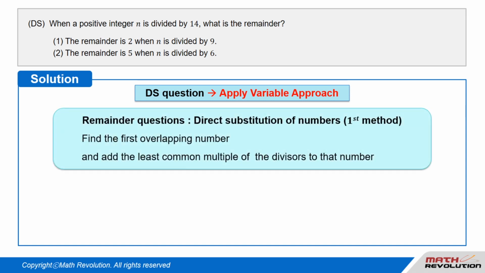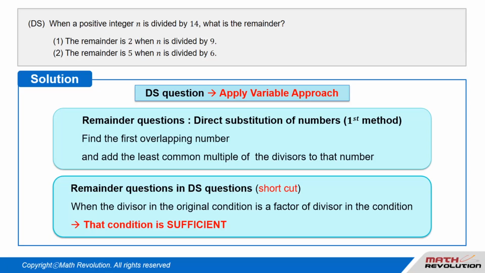When we are dealing with remainder questions in general, there are two methods we can follow. The first method is the direct substitution of numbers. Direct substitution: find the first overlapping number and add the least common multiple of the divisors to that number. Remainder questions and DS questions shortcut: when the divisor in the original condition is a factor of the divisor in the condition, that condition is sufficient.